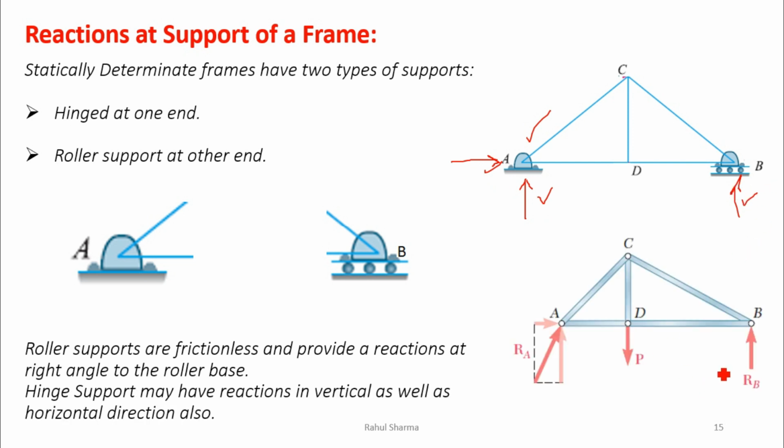Now you can see with this diagram, at point RB there will be a vertical reaction only, but at point RA there will be two reactions. This is the vertical reaction Ry, and this is the horizontal reaction Rx. The resultant of these two reactions will be Ra, which will act in this direction in between these two.